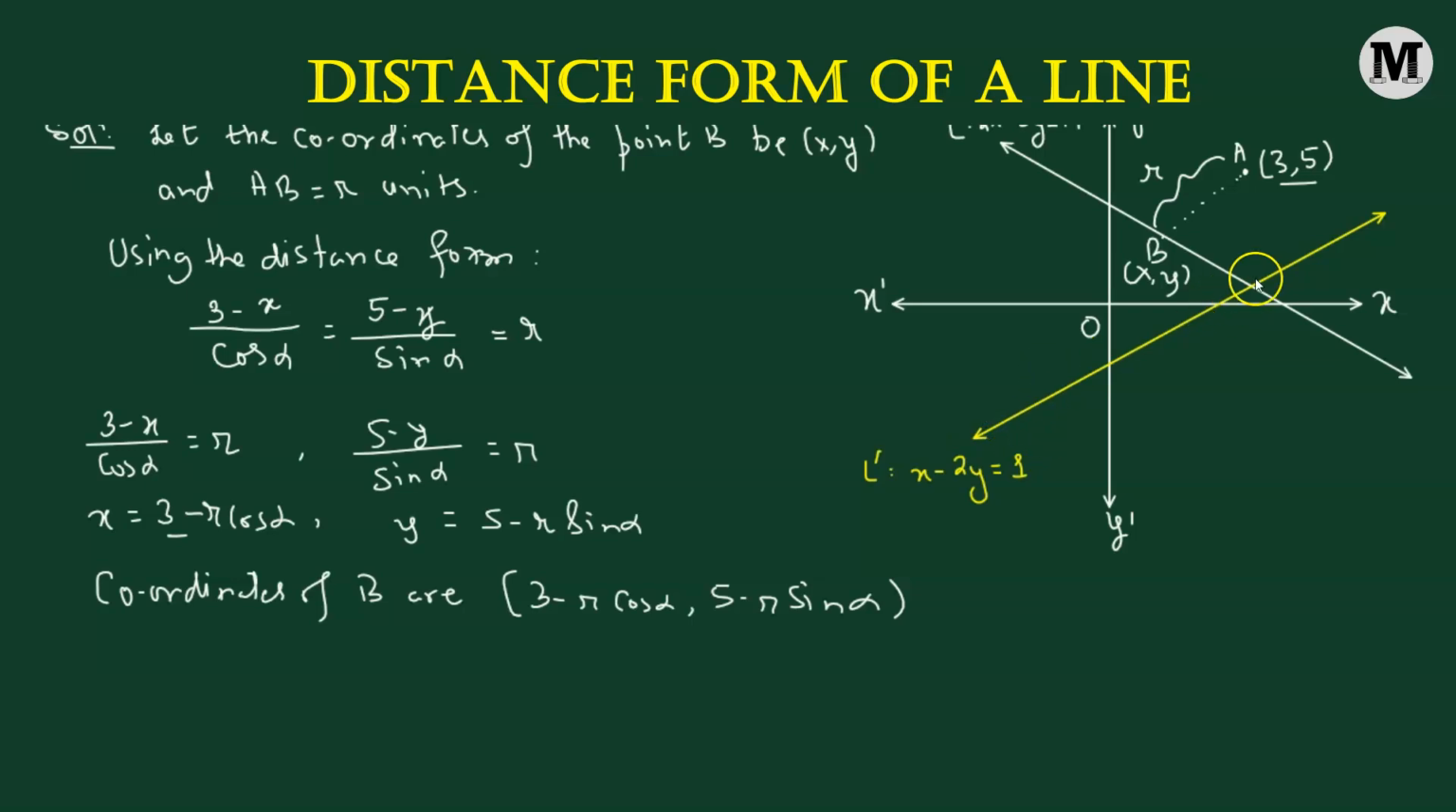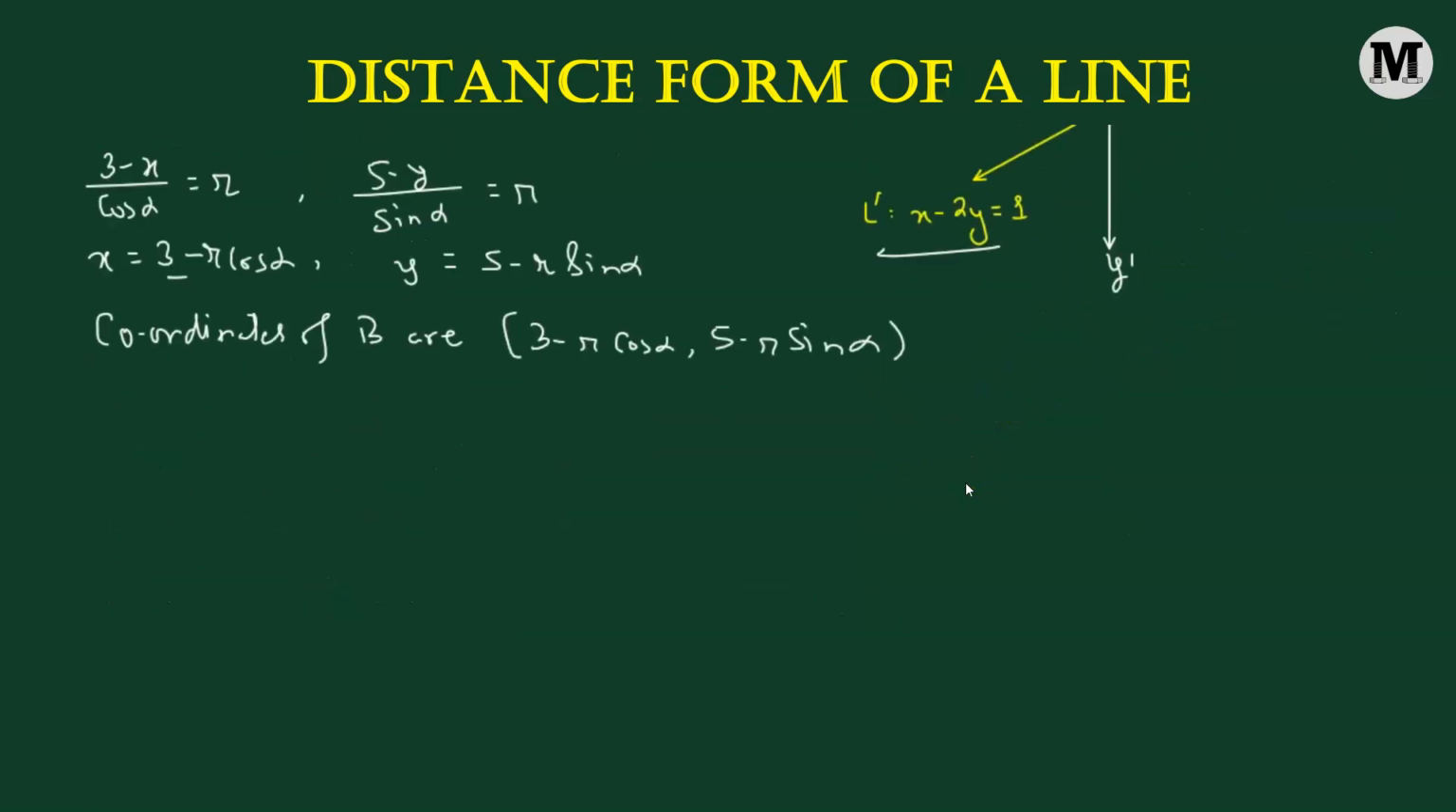We can obtain that because we have the equation of L prime, which is x - 2y = 1. From this equation of the line, we can find out its slope. So we have m of L prime, that is going to be the slope of the line. If we consider m of AB to be the slope of the segment AB, clearly two parallel lines have equal slope. So whatever the slope of L prime is, that is going to be the slope of AB as well. So let's find the slope of L prime with the help of the equation x - 2y = 1.